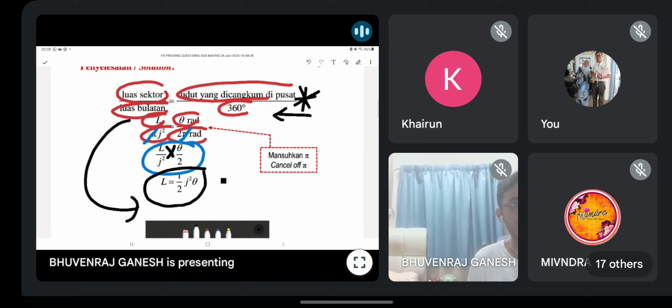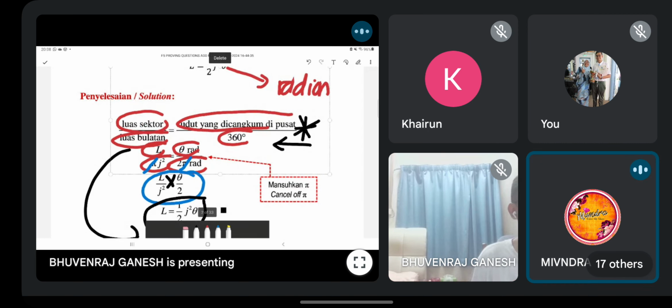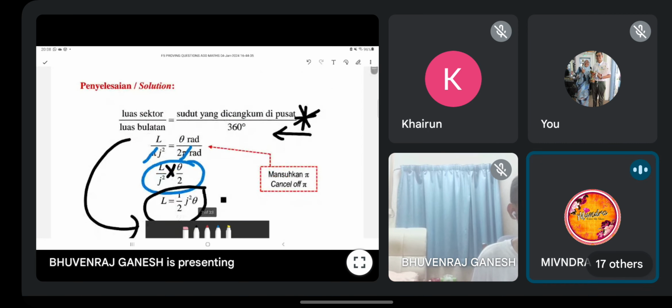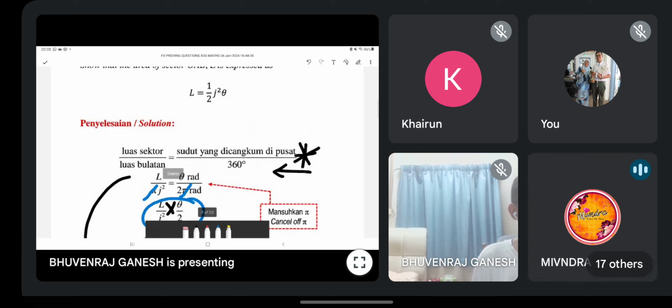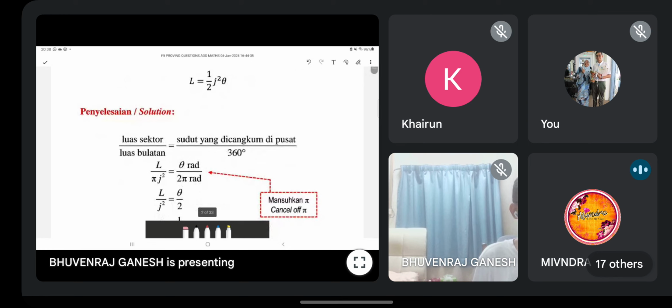Okay, so yeah, now Mirindra for Malay. Untuk soalan luas sektor, kita guna rumus pi j square. Tadi kita guna 2 pi j untuk cari lilitan bulatan. Untuk ni kita ambil luas sektor per luas bulatan sama dengan sudut yang dicangkum, bukan panjang sektor tu, lepas tu per 360.